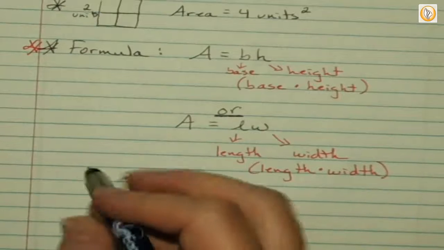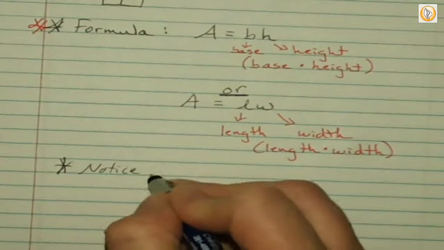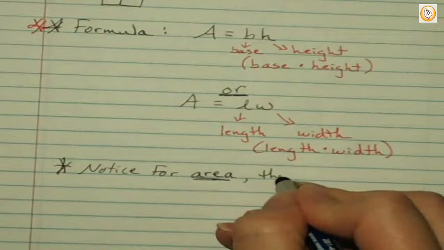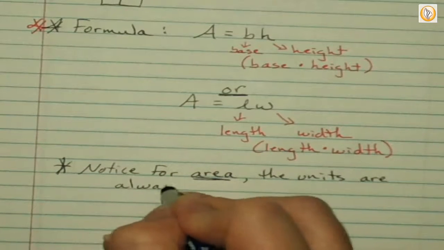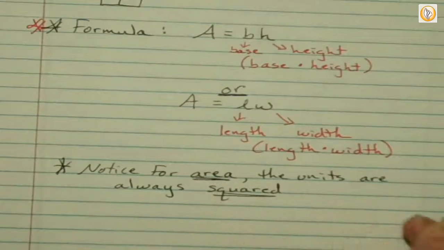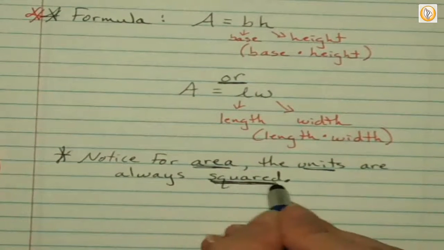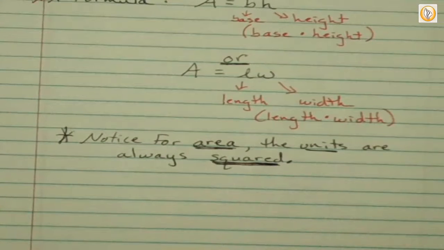All right. Notice for area, the units are always squared. It's always squared. When you're dealing with area, your answer will always be squared. Volume is cubed, but today we're just talking about area.